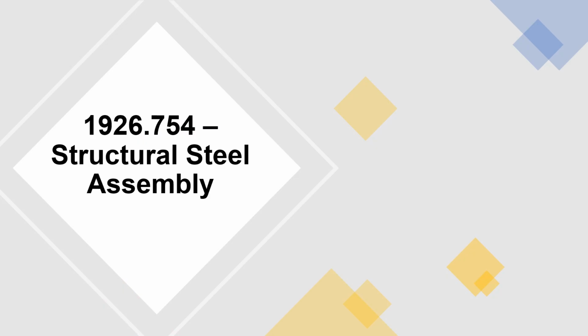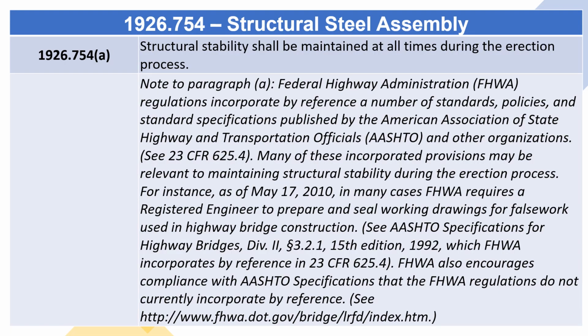1926.754: Structural steel assembly. 1926.754(a): Structural stability shall be maintained at all times during the erection process. Note to paragraph (a): Federal Highway Administration (FHWA) regulations incorporate by reference a number of standards, policies, and standard specifications published by the American Association of State Highway and Transportation Officials (AASHTO) and other organizations. See 23 CFR 625.4. Many of these incorporated provisions may be relevant to maintaining structural stability during the erection process.